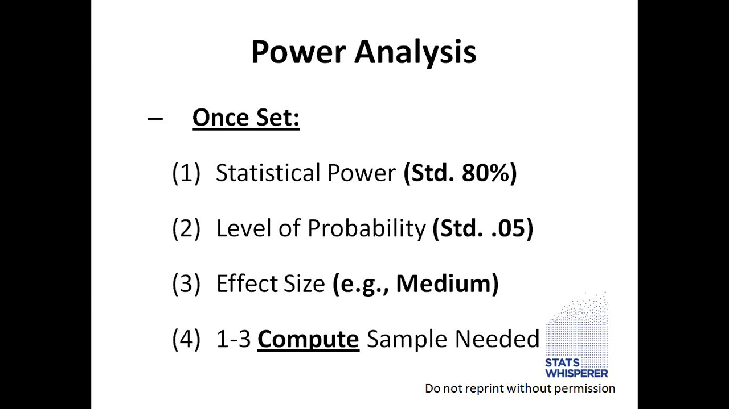So there you have it, right? We have our settings. So we have our statistical power set at 80%, probability or alpha at 0.05, and the effect size set at medium, for example. And once you plug those into a software doing power analysis, it'll tell you the sample size you need.